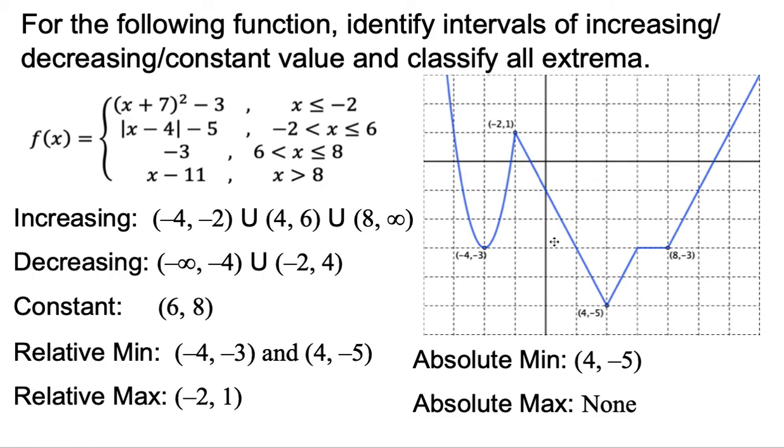As for an absolute maximum, we can see that there is no absolute maximum. Although we had a local maximum at (-2, 1), it is not the highest point over the entire span of this function. And therefore, there is no absolute maximum.